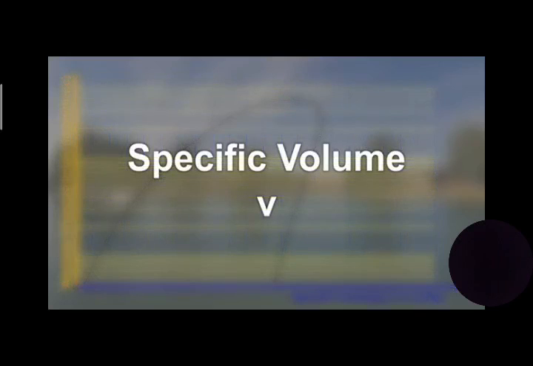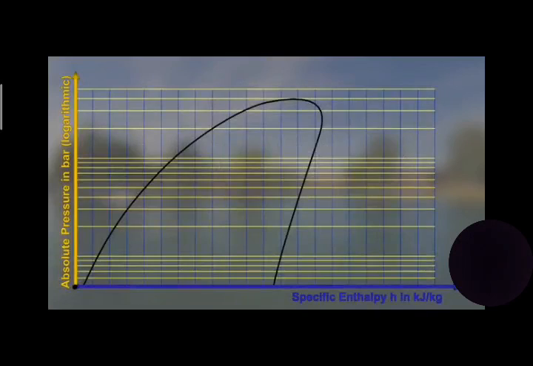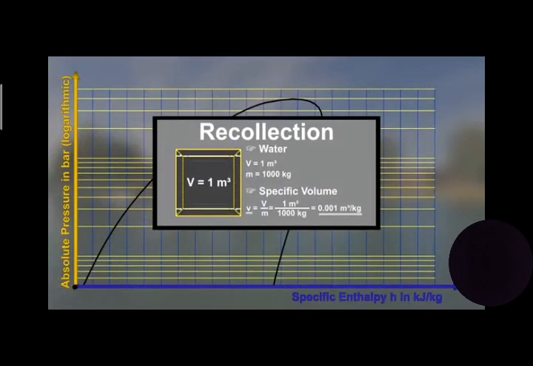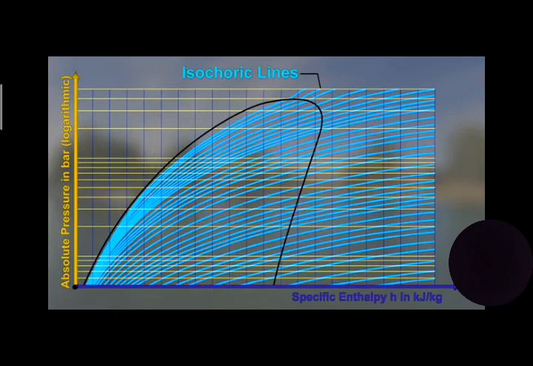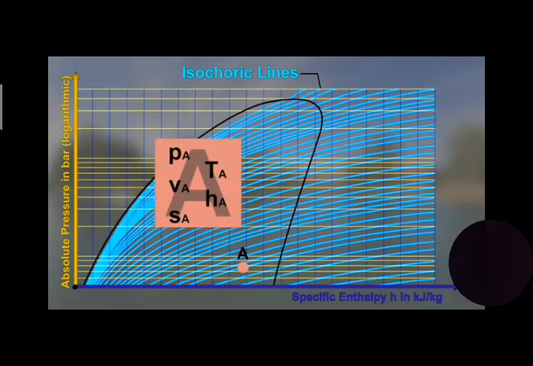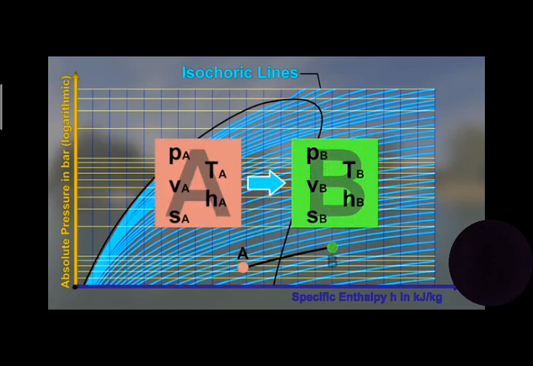In each point of a diagram, the fluid has a certain specific volume, V, which is a volume per unit of mass of fluid. If points with the same specific volume are connected with each other, the isochoric lines become visible. If a state of a fluid changes from state A at constant specific volume V along an isochoric line to state B, we call it an isochoric change of state.